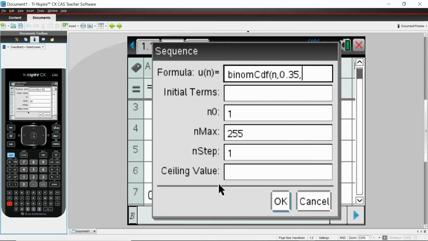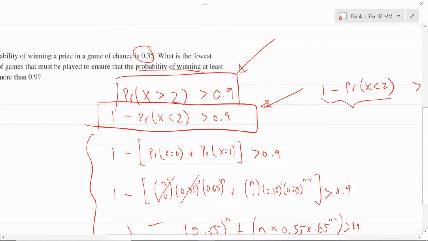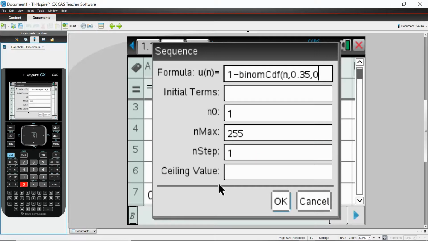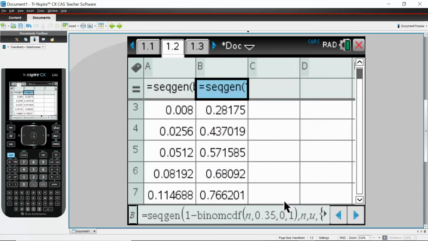oh, I just realized I need to do 1 minus this. 1 minus this, n, 0.35, and because I want it to be less than 2, it will be between 0 and 1, okay? So generate that sequence where the binom CDF n, 0.35 is the chance of winning, and I want you to trial it when x is 0 to 1, okay? And 1 minus that should technically be the same thing. So this is the textbook method, okay?